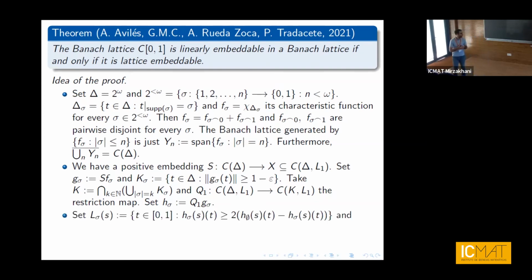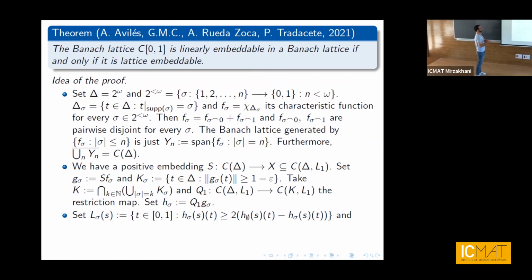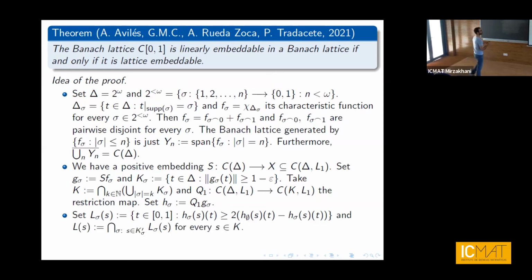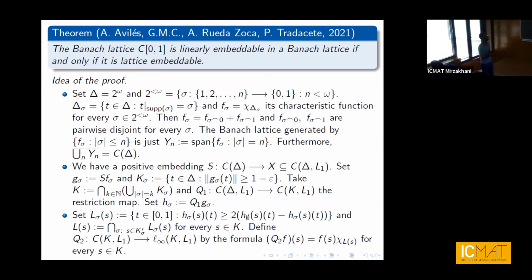So in the next step, we do something similar, but with the domains corresponding to the part of capital L1. For each S in K, we consider this set here, which is like a subset of the unit interval where the measure of H sigma S is concentrated. Again, we take an intersection of these sets. And finally, we define another operator, Q2, which essentially sends, for each S in K, F of S to the restriction of F of S to this set, L sub S.